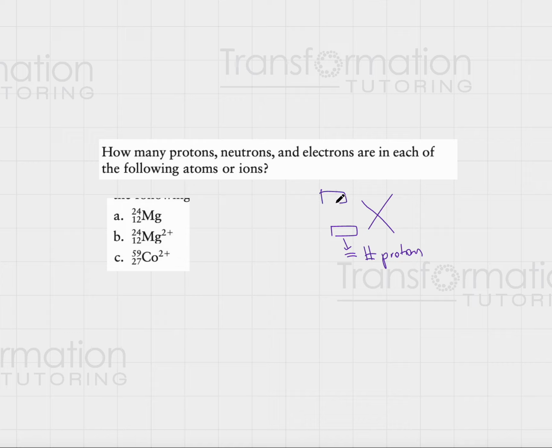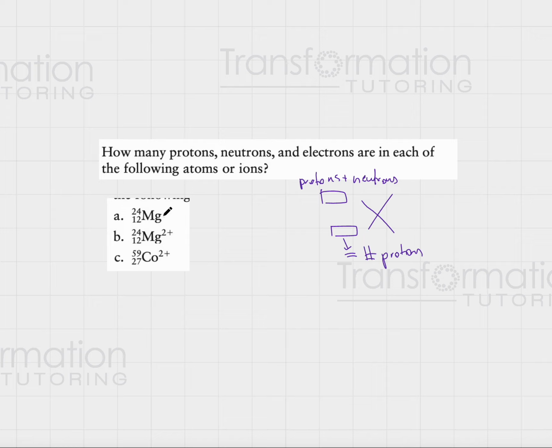On top, we have a mass number. What does the mass number equal? The mass number is equal to protons plus neutrons. So if we subtract the atomic number from the mass number, we will get the number of neutrons. And I'm going to show you how to do electrons when we do these problems.